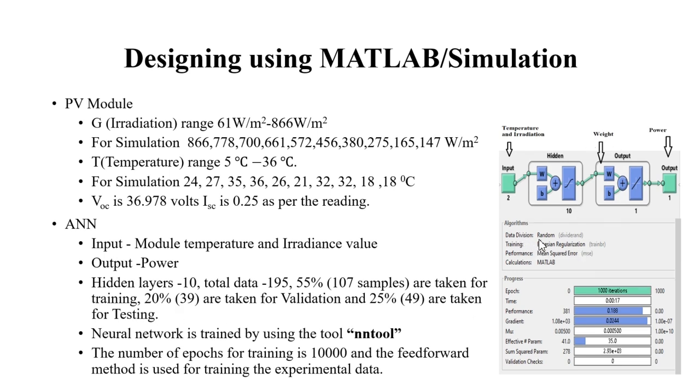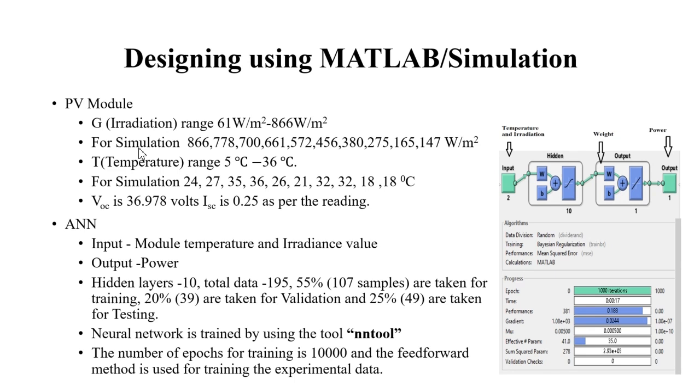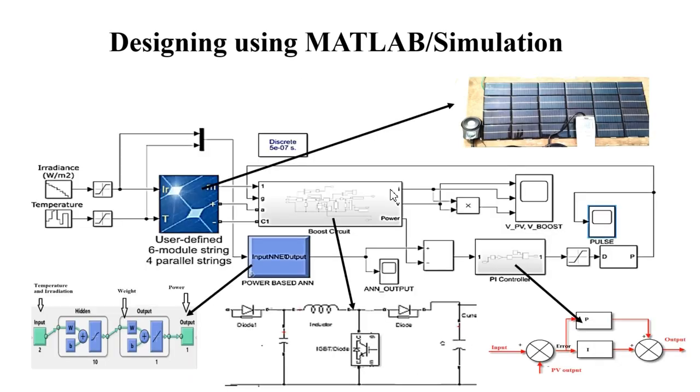This is the result. The data division is random, and the performance has been calculated in terms of mean square error. This is the epochs, meaning the number of iterations for which we are calculating the error. This is the basic design using MATLAB and simulation. This was a 24 PV cell module that has been taken here, and this is the irradiation. The temperature value for the simulation has been taken from 886 to 147, with a temperature value of 22 and 18 degrees centigrade.